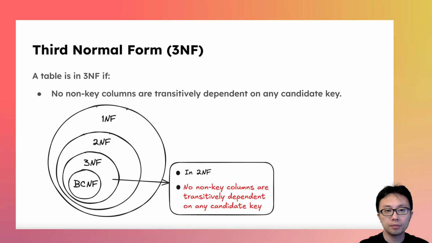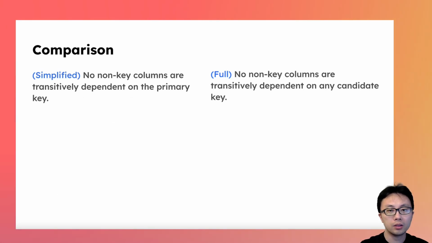In other words, in a table that doesn't violate the full version of the third normal form, you shouldn't be able to find any non-key column that is transitively dependent on any keys. Now, you know the definition of the full version of the third normal form. Let's compare the simplified version to this full version, so that you can have a robust understanding of the third normal form and appreciate the fine-grained difference between the two versions.